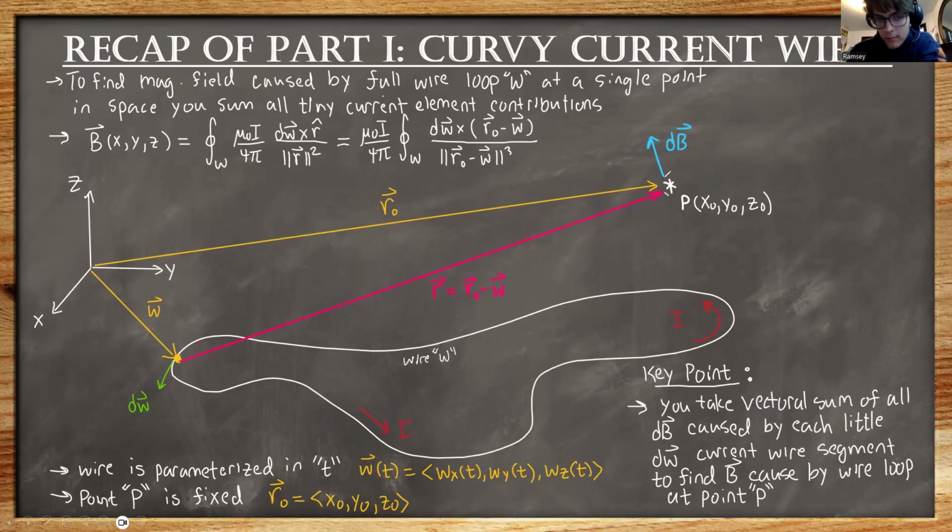At a single point in space, which I'm labeling P, coordinates x0, y0, z0, you have to sum all of the Biot-Savart contributions. In other words, this little dW over here contributes a little tiny bit of magnetic field at our point of interest, dB. Then we have to take a step, find the contribution from this dW, take a step, find a contribution from this dW, and so on. And once you've completed that process around the entire current carrying wire loop, you will have a total magnetic field for a single point in space, x0, y0, z0.